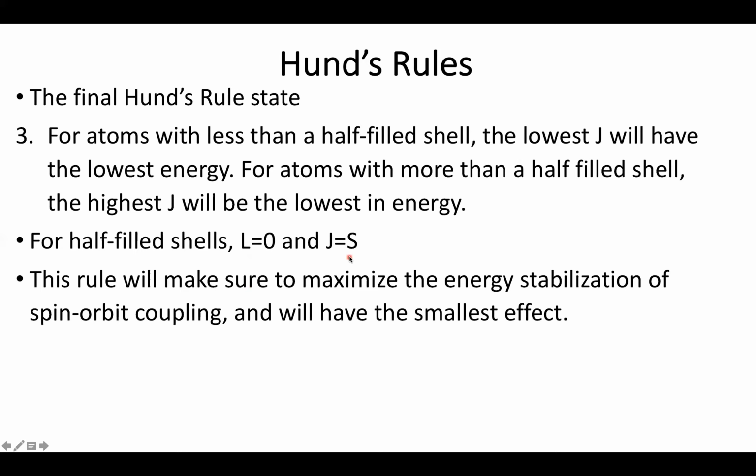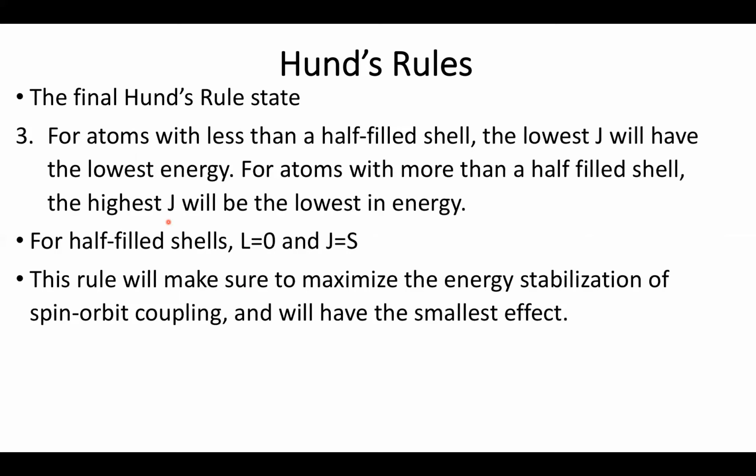Now, what this rule is essentially talking about is spin-orbit coupling. It turns out that if you have less than a half-filled shell, you can maximize the stabilization of spin-orbit coupling by minimizing J, and this is what we talked about before. But due to some intricacies of electron arrangement, if you have a mostly full subshell, you're going to be able to maximize your stabilization of spin-orbit coupling by having the highest J. It gets a little bit technical, but for now, just take this on my word.